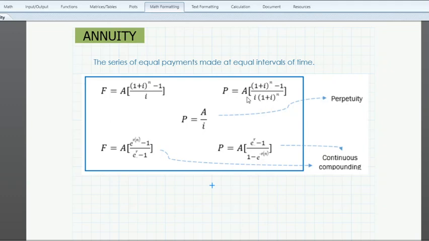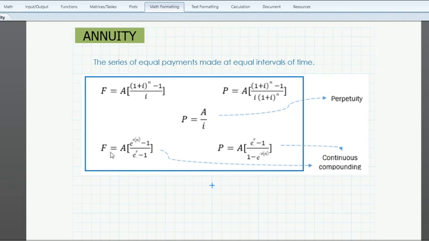Then, we also have the formula for P, which is A over I. This one is used naman if you have a perpetuity problem. What is perpetuity? So, later on, we are going to discuss what perpetuity is. Let's move on to these two other formulas for future and present.